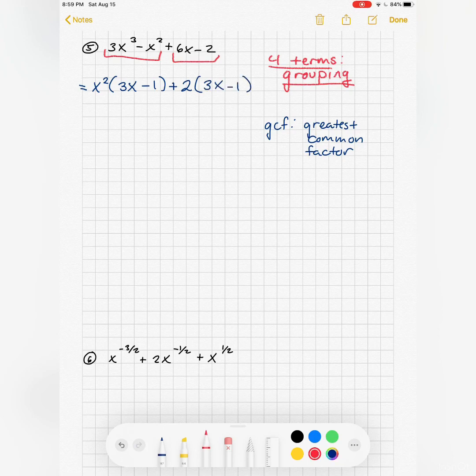Double check that before you go on. Let's see, that'd be 3x cubed minus x squared. That'd be 6x minus 2. Okay, so we're good so far. Now I have a GCF overall. You see how this 3x minus 1 appears in the entire expression? As in, I can take that 3x minus 1 out front now. And what will be left? An x squared plus a 2.